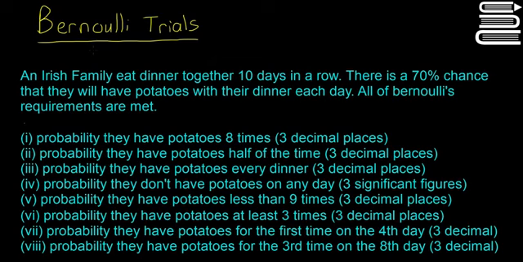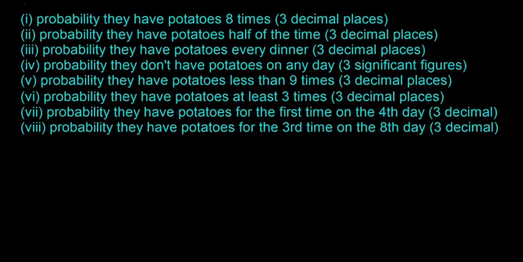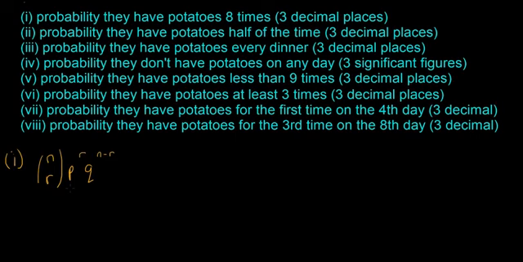I'm not going to go through each requirement individually like I will when I'm answering the questions, and I'm not going to read them all out now. There'll be no point. We'll just start at the first one. The first one is the probability that they have potatoes 8 times. First I'll quickly write out the formula: n choose r times p to the power of r times q to the power of n minus r.